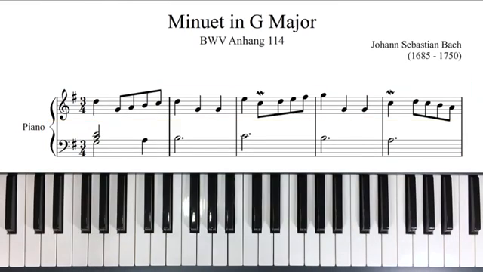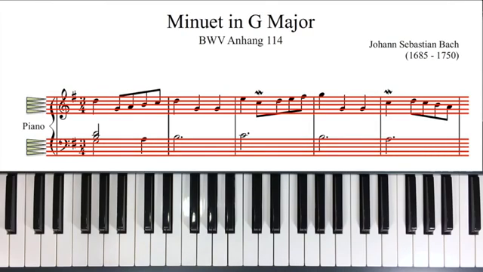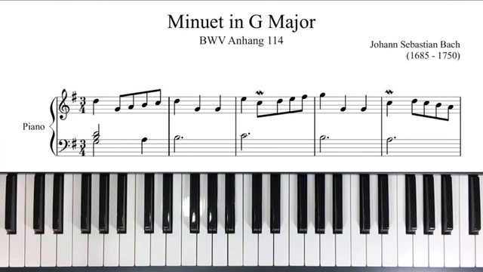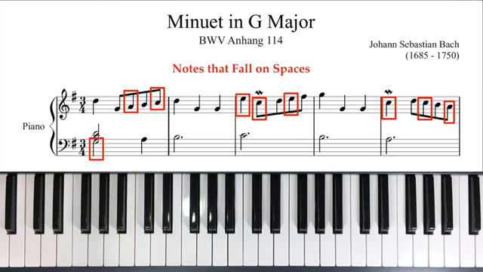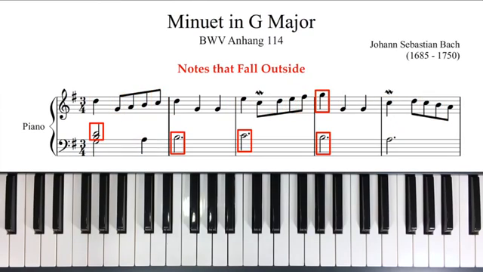Now notice, in each staff, how many lines are there? If you counted correctly, you'll see that there are 5 lines with 4 spaces in between those lines. Notice that the notes in the music either fall on a space or on a line. There are notes that fall outside of the staff as well. These are called ledger lines, and we're going to get into that very soon.